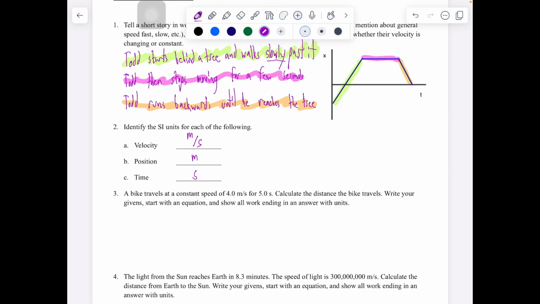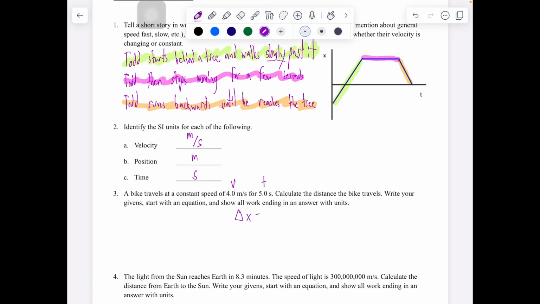Number 3, a bike travels at a constant speed of 4 meters a second for 5 seconds. Calculate the distance the bike travels. Write your givens, start with an equation, and show all work ending in an answer with units. Alright, when we're solving physics problems, I always like to start off listing our givens. So we know, as we're reading, using our units, velocity is in meters per second. So constant speed of 4 meters per second, that must be the velocity, because its units match. 5 must be the time, because the units match. So we immediately identify velocity, we identify time, and now we have our equation.